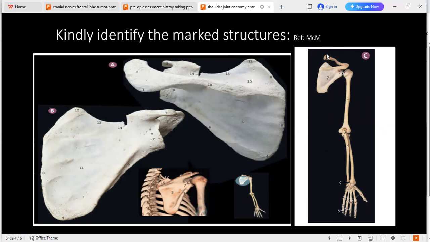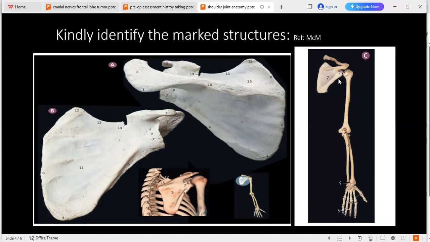All right. What are you looking at here in picture C? This is a shoulder joint. Please tell me how the shoulder joint is formed. The shoulder joint is formed by the head of the humerus and the glenoid of the scapula. What are the structures which stabilize the shoulder joint? Rotator cuff muscles.